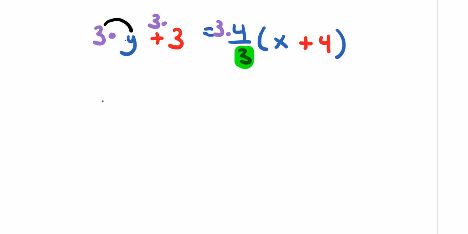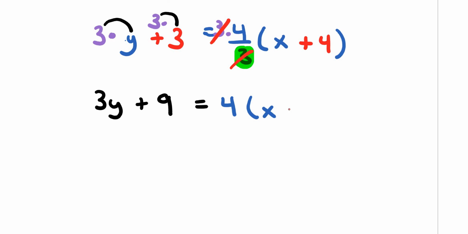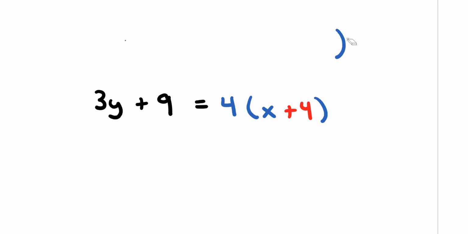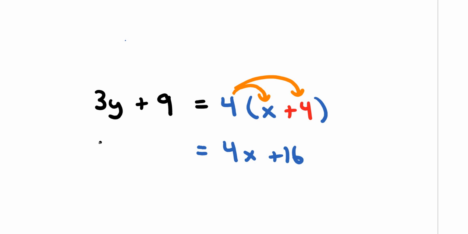So 3 times y is going to be 3y, plus 3 times 3 is going to be 9, equals, and then this 3 and that 3 will cancel off, giving you just a 4, and then bracket x plus 4. Okay. So now the denominator is gone, right? So you don't have any more fractions in your problem anymore, and sometimes that's really nice because now you can work with just easy numbers here. So let's just distribute this. If I distribute that, I get 4x plus 16, and over here I get 3y plus 9.